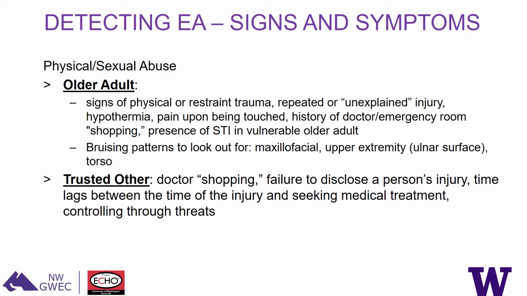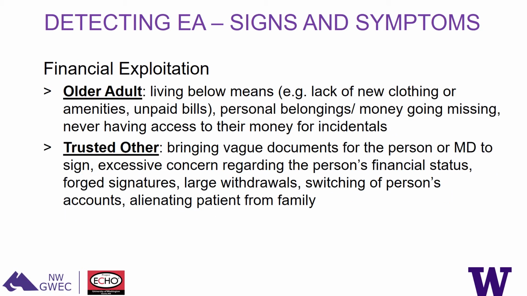Just to skim the surface: maxillofacial injuries and bruising, upper extremity bruising, especially the ulnar surface. This is like a defense injury, so if you notice bruising on the ulnar surface, that should be a red flag. And then torso bruising, because that is often where physical abuse will occur, since it's covered by clothing, so people are trying not to cause injury in noticeable locations. Financial exploitation, I'll just skip over this, but it involves living below means, personal belongings, anything where someone doesn't seem to have the means they should really have access to.